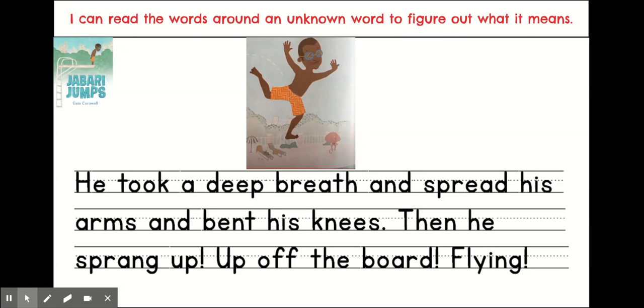Hello again, friends. So yesterday we read our mentor sentence from the story Jabari Jumps, and we were working on reading the words around an unknown word to figure out what that unknown word means. And our sentence was, feel free to read it along with me. He took a deep breath and spread his arms and bent his knees. Then he sprang up off the board, flying.